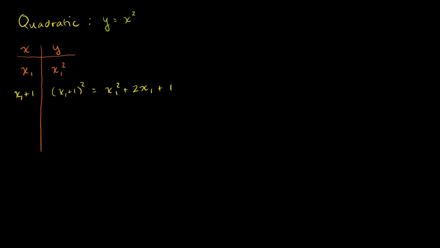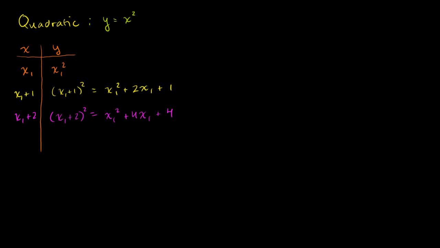All right. Let's increase this by 1. So then we get to x1 plus 2. If this is 0, this is 1, this is 2. If this is 10, this is 11, this is 12. So then y, when we have this x value, will be x1 plus 2 squared, which is equal to x1 squared plus 4x1 plus 4.